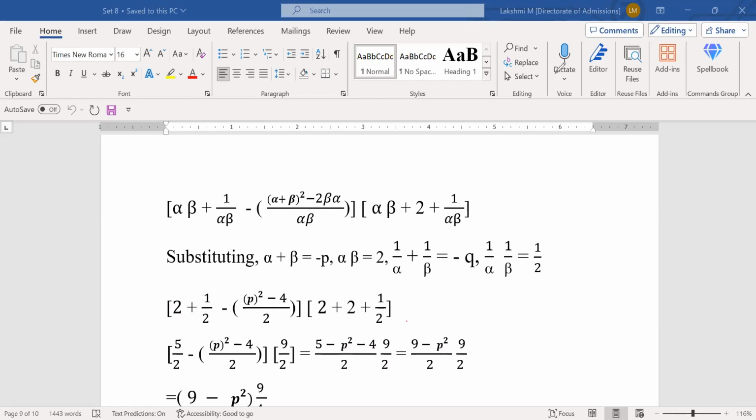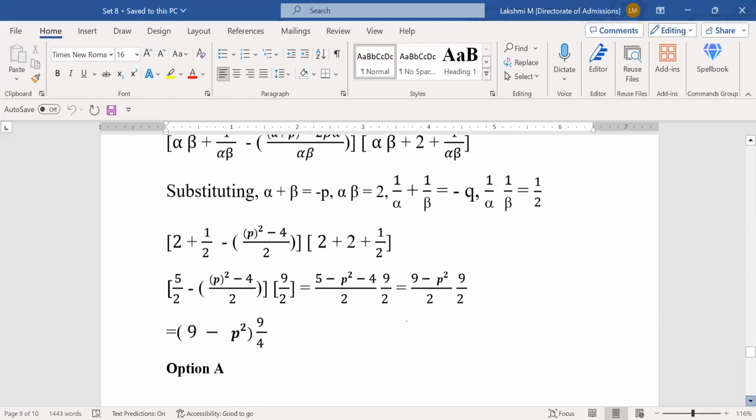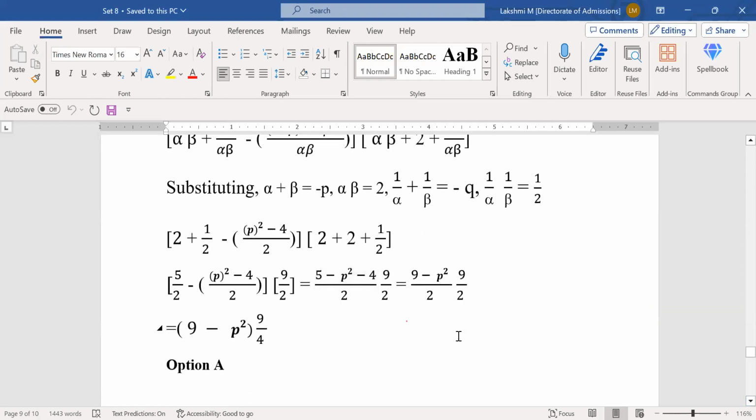Just a second. Yes. So here, this is 2 plus 1 by 2 minus p square minus 4 by 2 into 9 by 2. So here this will be 9 minus p square by 2 into 9 by 2. That is, 9 by 4 into 9 minus p square, which is option A.